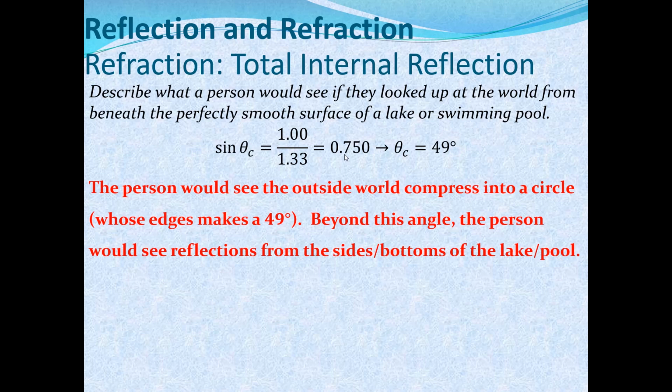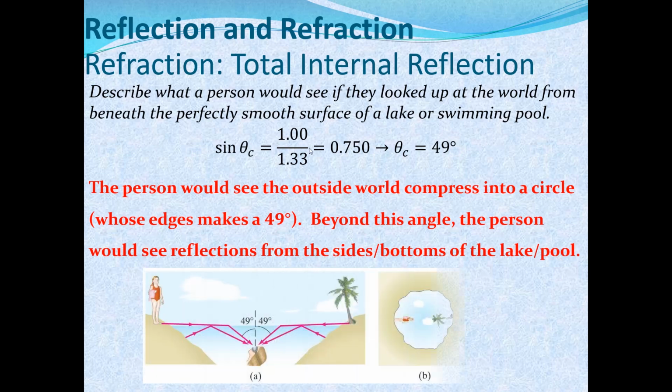And then everything else outside of that, they'll be able to see the walls and surface of it. So it'll almost look like a, what's the word that I'm looking for? Almost like a fishbowl or a dome or something like that. So this is an example here. The person will actually see everything that's above the surface being compressed into just a circle like that, and then everything around them will be reflected off of the water.